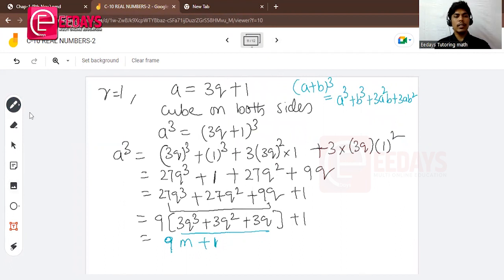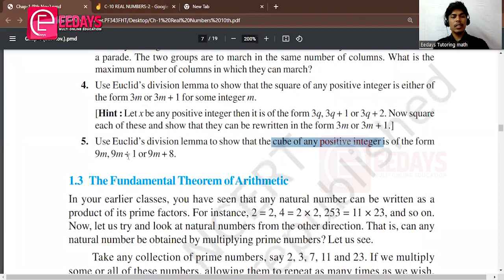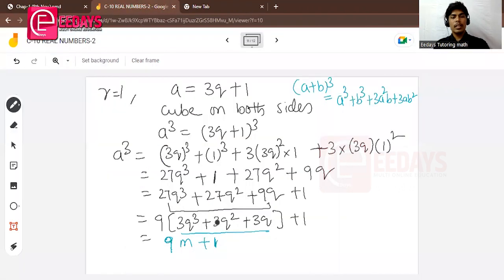Now r is equal to 1. So you get a is equal to 3q plus 1. Cube on both sides, so you'll get something that looks like a plus b whole cube. Substitute all the formula and convert in terms of what you are taking common. I just convert like this for my convenience. I took the bracket and 9 as common, and 1 outside. Why? Because we have to convert in terms of 9m plus 1. The whole inner bracket we have to take as m.